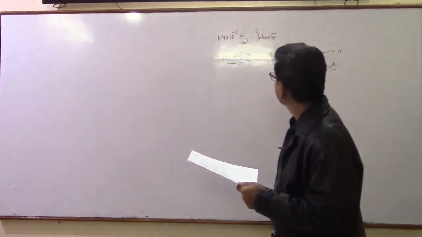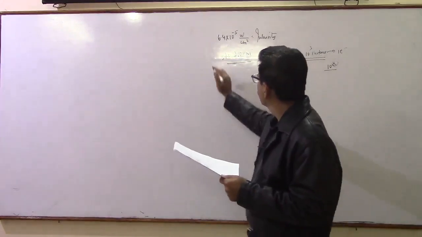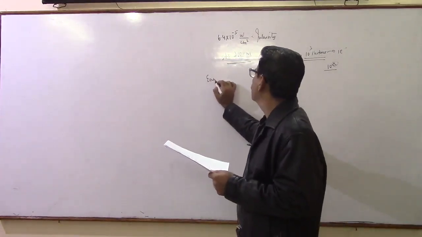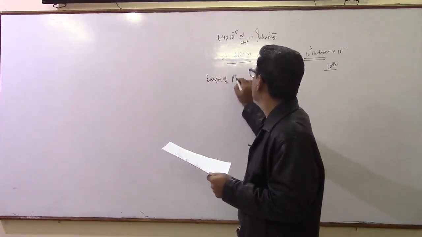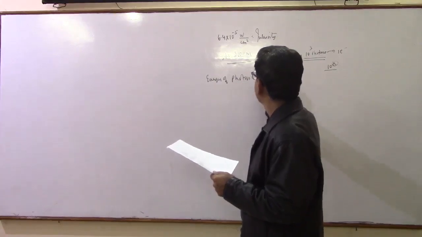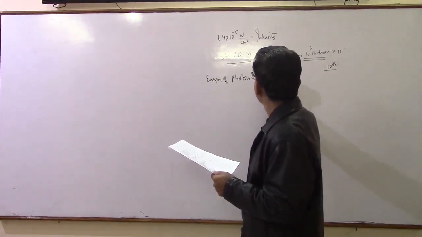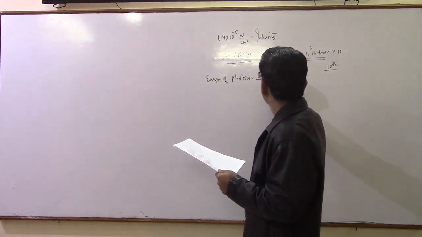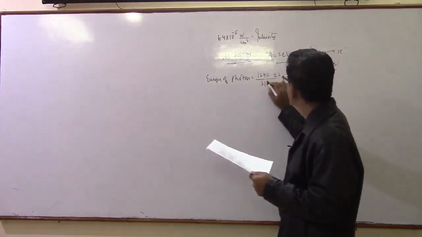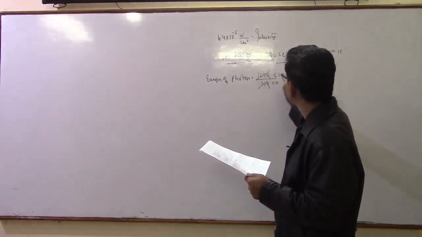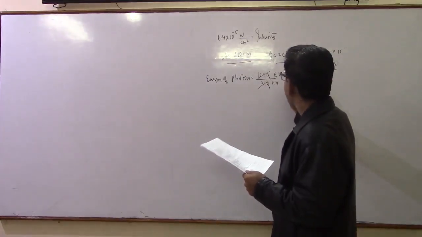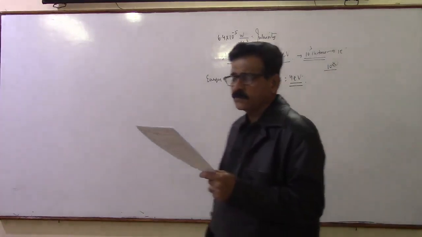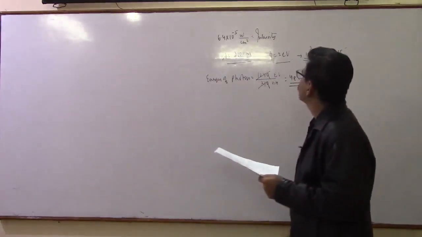hc is standard 1240. To begin with, we know the energy of a photon. How do we calculate that? You know the standard formula is 1240 divided by 310 nanometer, and this gives you the energy in electron volt. Very simple calculations. You can see this is 4 electron volt. So energy of each photon is 4 electron volt.